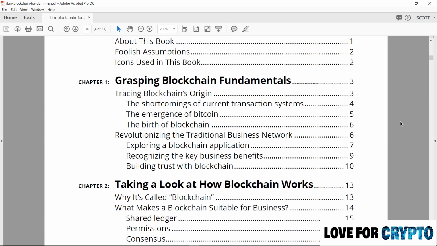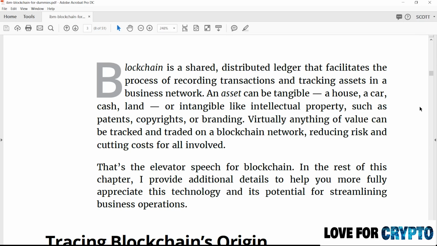Grasping Blockchain Fundamentals. So the book begins. Blockchain is a shared distributed ledger that facilitates the process of recording transactions and tracking assets in a business network. An asset can be tangible, a house, a car, cash, land, or intangible, like intellectual property, such as patents, copyrights, or branding. Virtually anything of value can be tracked and traded on a blockchain network, reducing the risk and cutting costs for all involved. That's basically the elevator speech for blockchain.